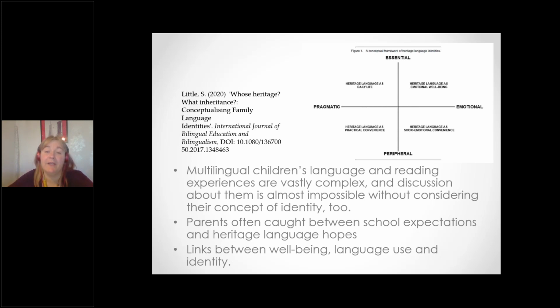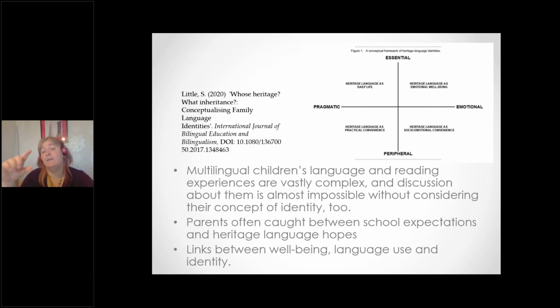More straightforward, we have the quadrants at the bottom. So for example, heritage language as practical, convenience as peripheral. So that would be the opportunity to, for example, make friends or play while you're on holiday, or potentially the opportunity to enter the job market or add another language to your skill set for later life. And also then on the right-hand side, peripheral emotional reasons for socio-emotional convenience.